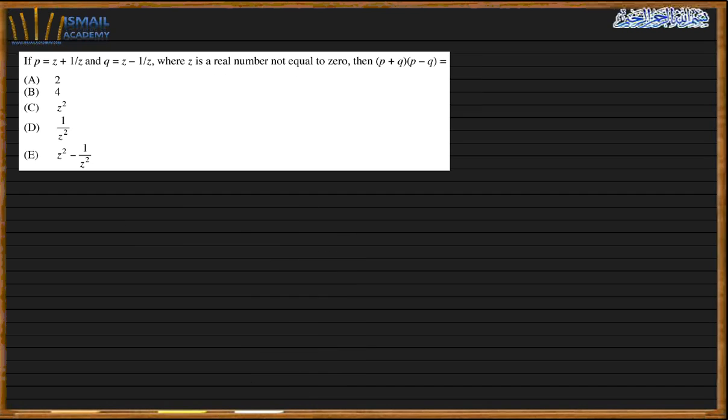Next question. If P equals z plus 1 over z and Q is equal to z minus 1 over z, where z is a real number but not equal to 0, they ask me what is the product P plus Q times P minus Q.